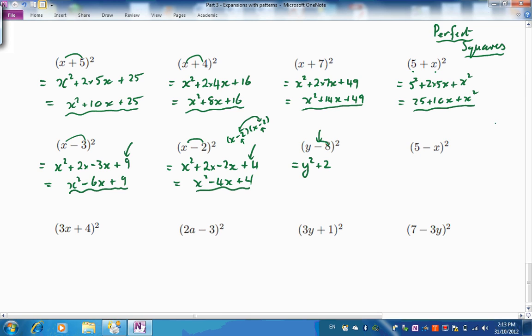First term squared plus twice the product. The product is neg 8 by y. So it's 2 lots of neg 8y plus 64, second term squared. So it's y squared, take 16y plus 64. You don't actually have to put this line in if you're good enough to leave it out.